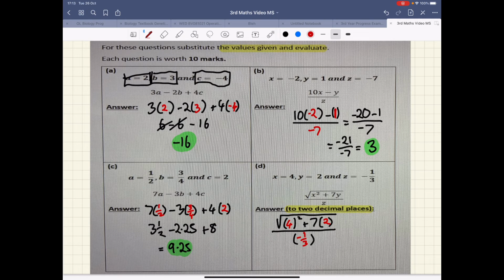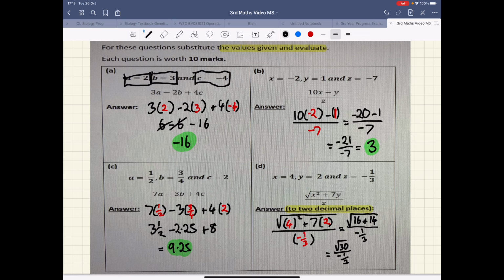So the first thing I'm going to do is my brackets inside my square root. So 4 squared is 16, plus 7 times 2, which is 14, divided by -1/3. Not going to worry about that just yet. 16 plus 14 is the square root of 30 divided by -1/3. So now I'm going to have to use my calculator for this one.